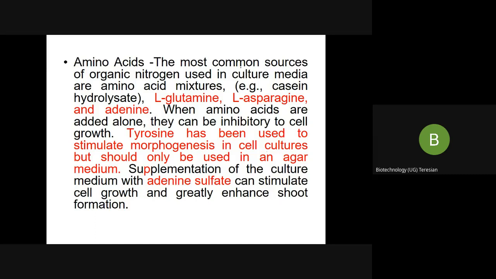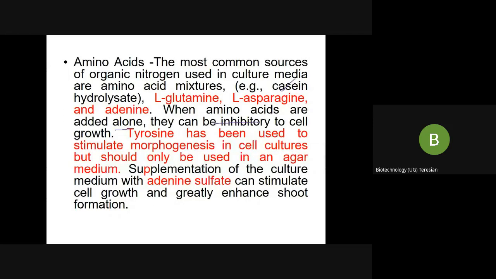You can see here the most common source of organic nitrogen used in the culture media are the amino acids. Which are the common ones we use? We use casein hydrolysate, glutamine, asparagine and adenine. One very important point to notice is that when these amino acids are added alone, when you add an individual amino acid to the media, it can be inhibitory to the cells. They do not allow the culture to grow when you are adding a single amino acid.